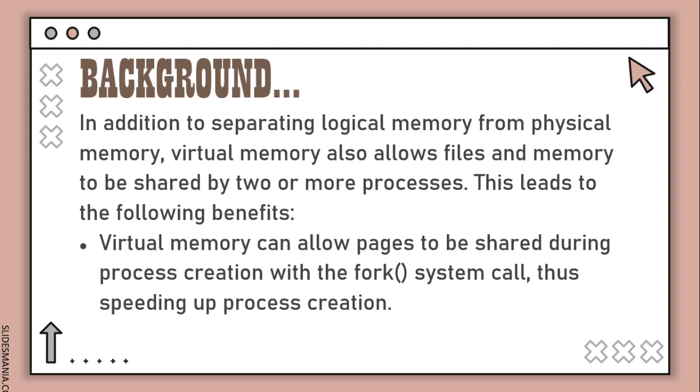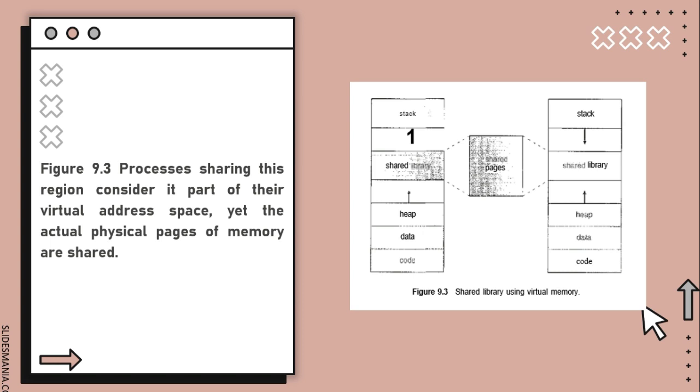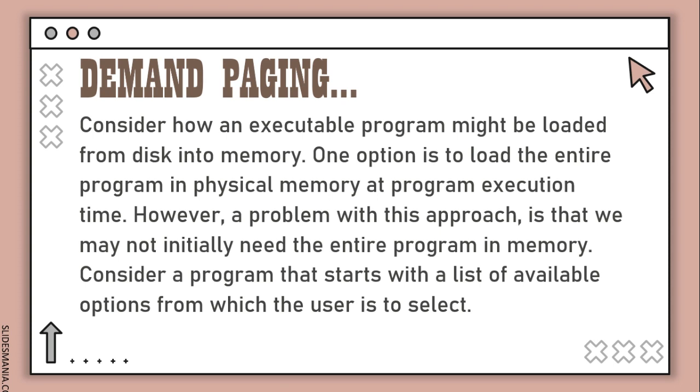So that's it. The next picture, as you can see, is a shared library using virtual memory. Processes sharing this region consider it part of their virtual address space, yet the actual physical pages of memory are shared. Let's now proceed to demand paging.